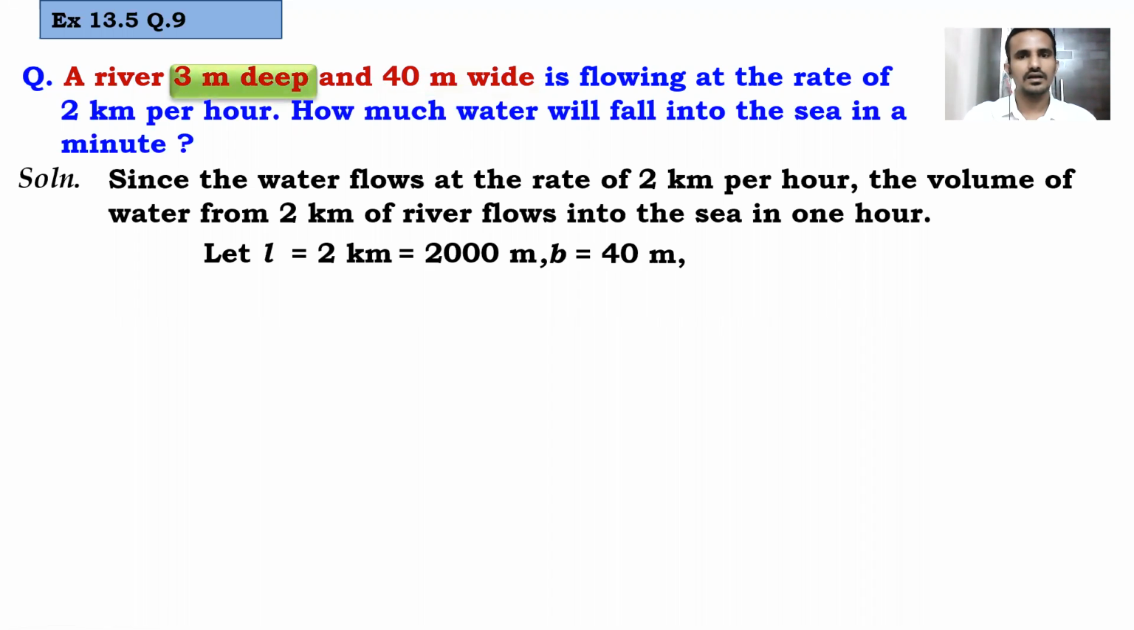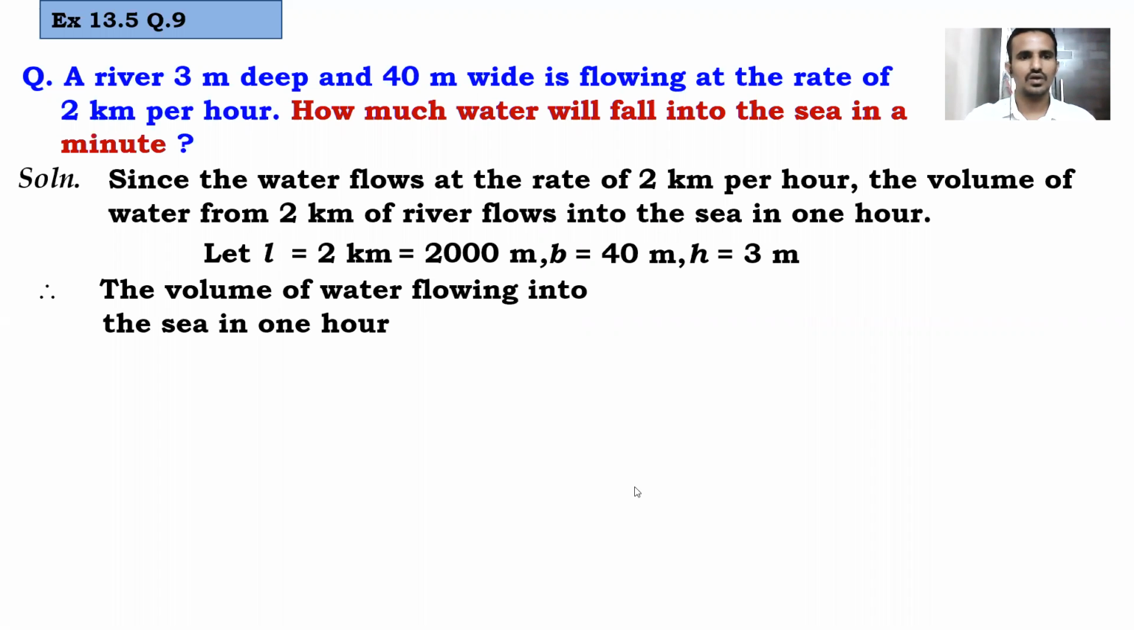Then the depth, that is H, is equal to 3 meter. All right. So now we know all the 3 dimensions. For 1 hour, the length is 2000 meter, the breadth is 40 meter, and the height is 3 meter. So now it is very easy to calculate volume because we are imagining it like a cuboid.